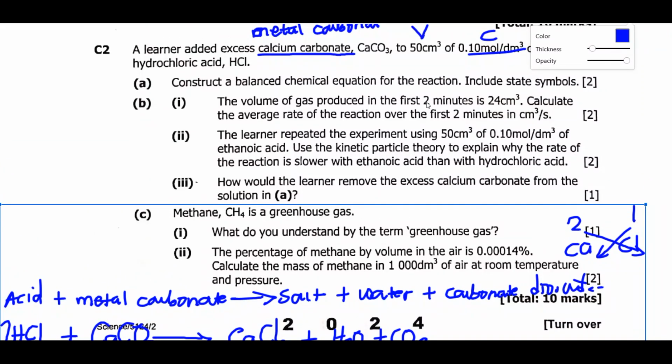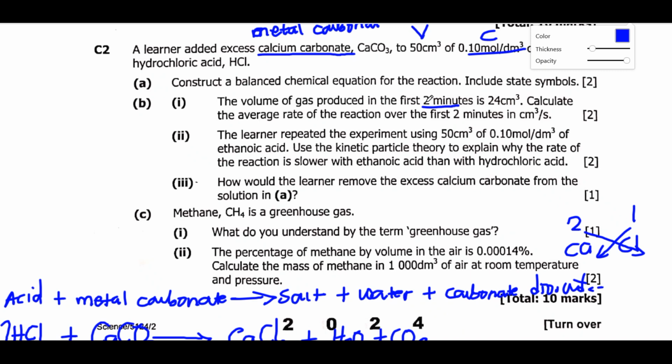Right, so we can now go back to the next question, B1. The volume of gas produced. What is the gas produced? Carbon dioxide. In the first 2 minutes is 24 cubic centimeters. Calculate the average rate of the reaction over the time, 2 minutes, in cubic centimeters per second.